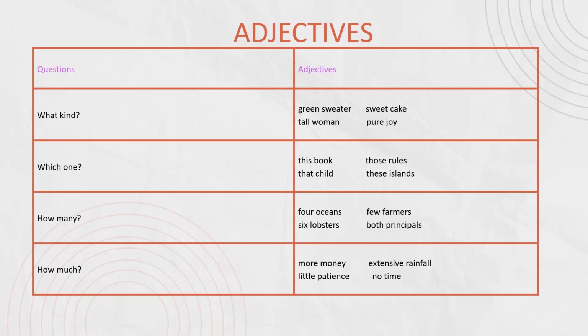Okay, so what kind of sweater am I looking for? I'm looking for my green sweater, which I bought from Uniqlo or H&M, Bershka. You can mention brands as well, okay? And then we have, what kind of woman is she? She's a tall woman. What kind of cake do you have? It's a sweet cake, actually.